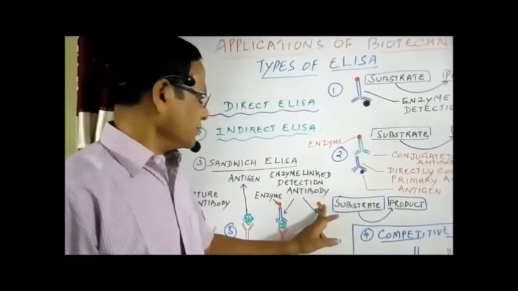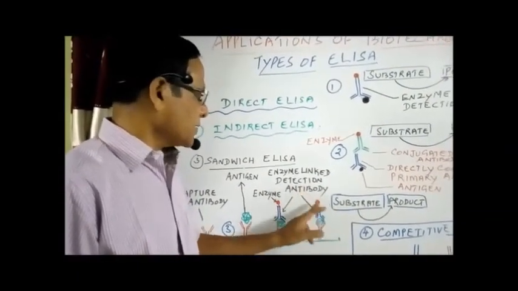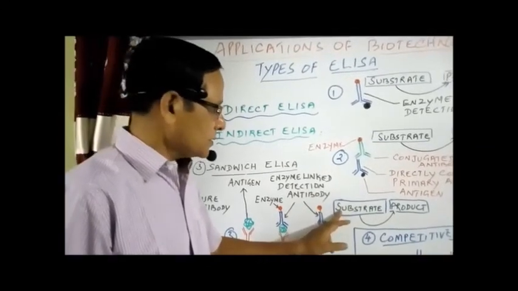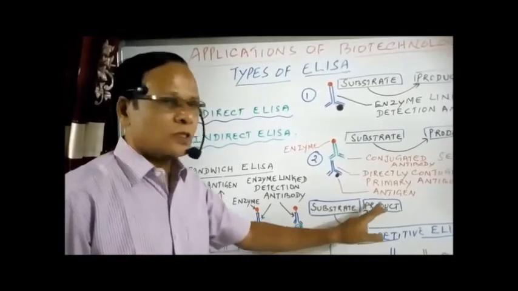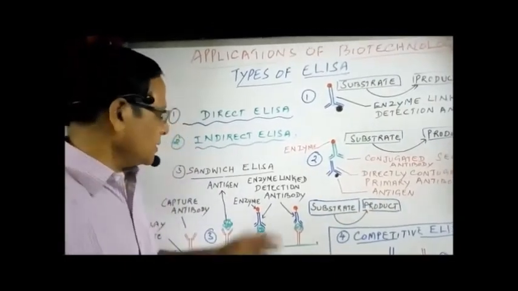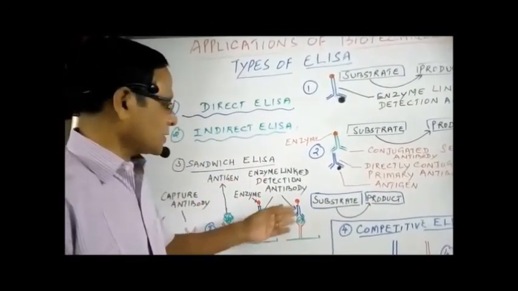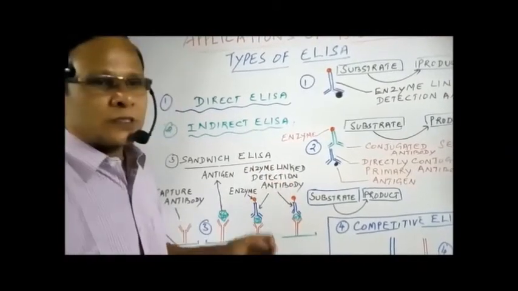Now the enzyme in the detection antibody catalyzes the substrate to generate the colored product, and that's why it's called sandwich, because of the presence of antigen between the 2 antibodies.